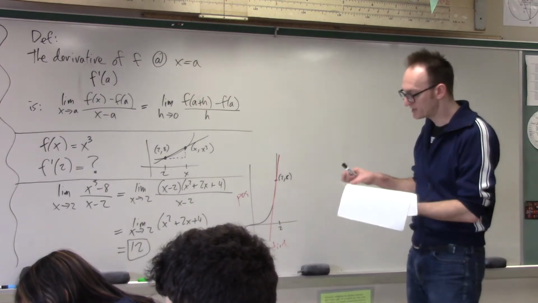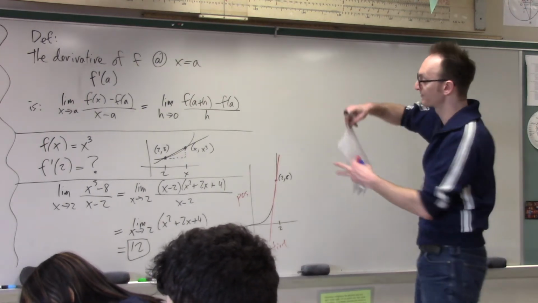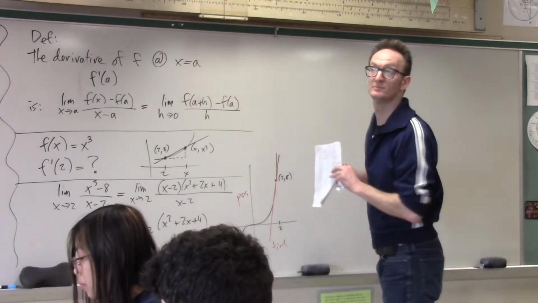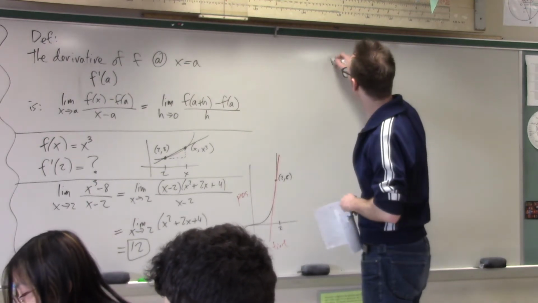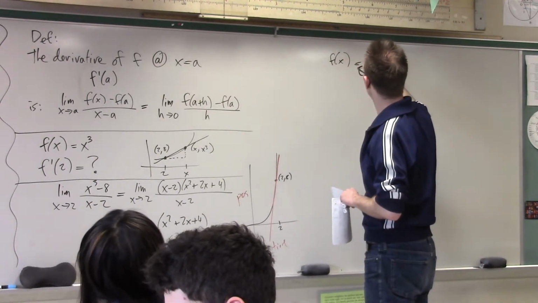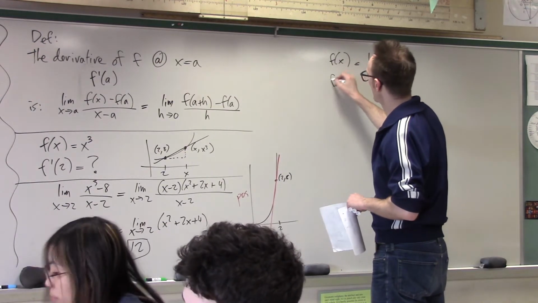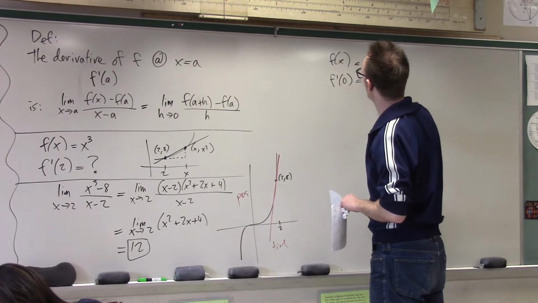All right, now let's do something that's a little bit surprising. Let me give you a function, f of x equals absolute value of x. Question: what is the derivative of this function at zero?